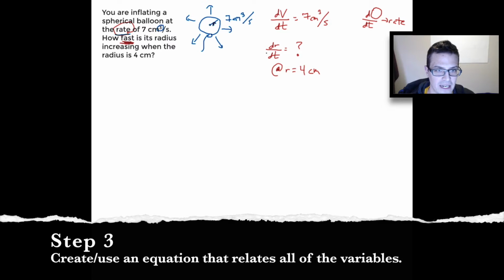We have a rate here and a rate here. We have to show how they're related. In order to do that, we need an equation that has them both related. In this case, it would be the volume of a sphere. So I'm going to write the volume of a sphere equation right here. So the volume of a sphere is equal to 4/3 pi r cubed.